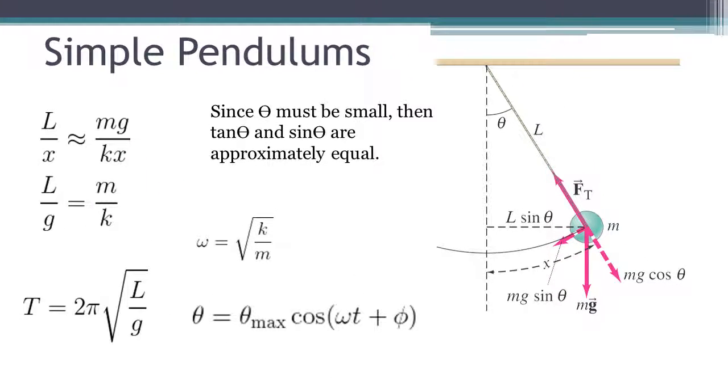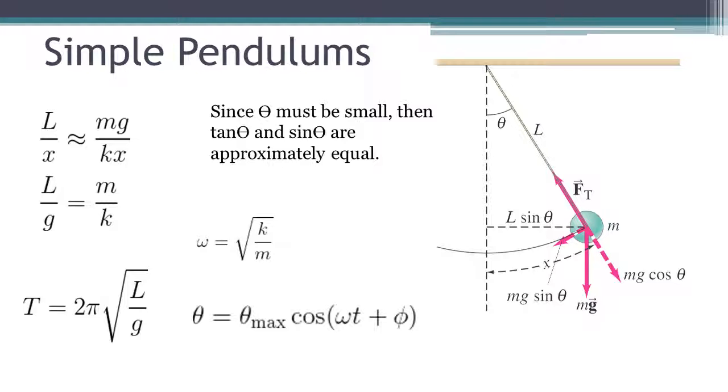For a pendulum to be in simple harmonic motion, the angle that the pendulum swings to must be very small. Since the angle must be so small, then we can say that tan theta and sine theta are approximately equal. Because of this, we can determine that the length of the pendulum over the displacement from the center is approximately equal to the mass times gravity over the spring constant times that displacement.